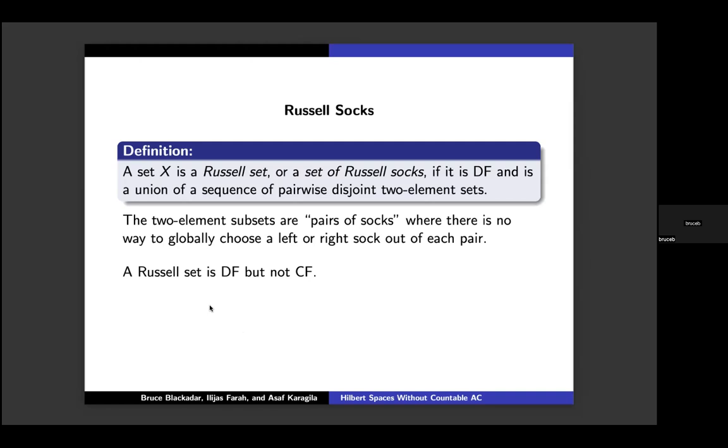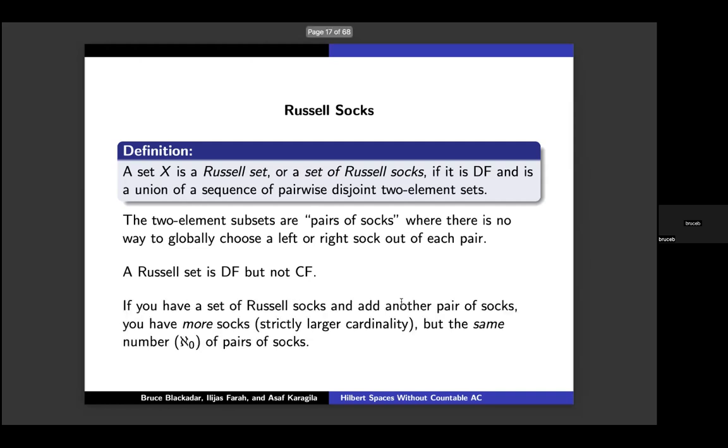So a Russell set is DF, but it's obviously not CF. There's a sequence of disjoint non-empty finite subsets. There are interesting things about Russell socks. One of the things is you have a set of Russell socks and you add another pair of socks. Well, now you have more socks in the sense that the set of socks you have is a strictly larger cardinality, but you still have the same number of pairs of socks. Bizarre.